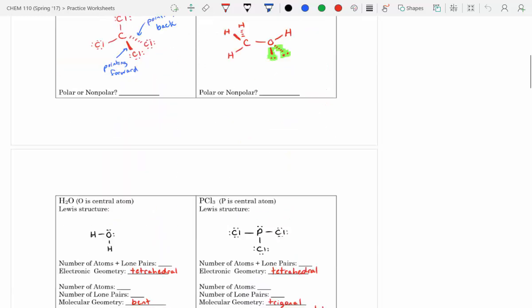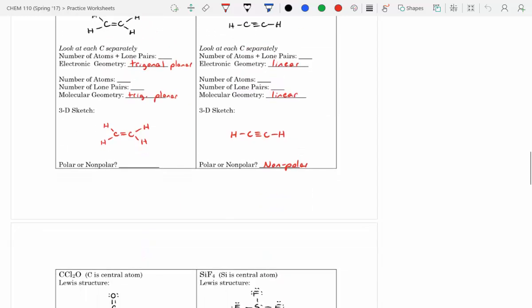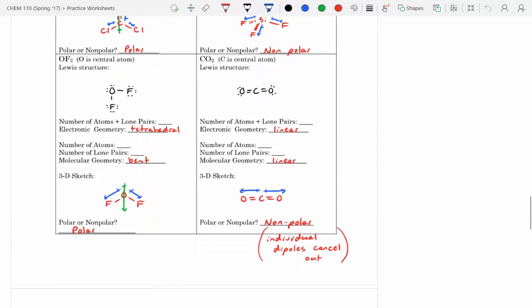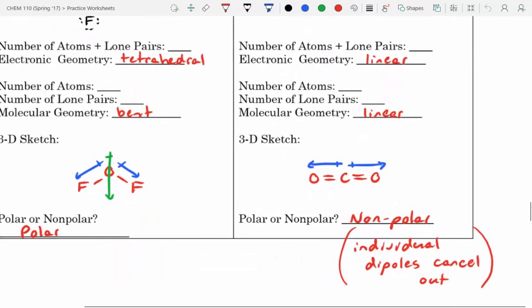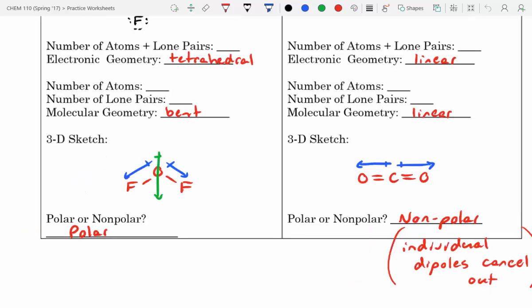All right, we did end with one part on Wednesday where we were talking about polar versus nonpolar molecules. And let's take a look at these two on the bottom. So we said that carbon dioxide is nonpolar as a molecule, even though we have individual polar bonds in it. Why is that? Yeah, they cancel out, right? So if you've got individual polar bonds, but they're pulling in equal and opposite directions, they will cancel out.